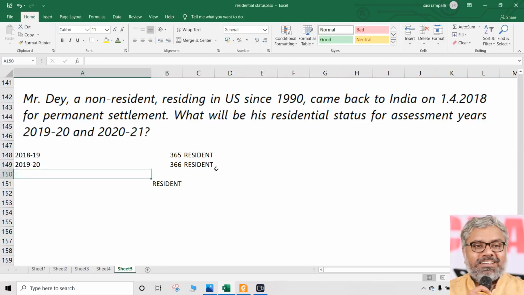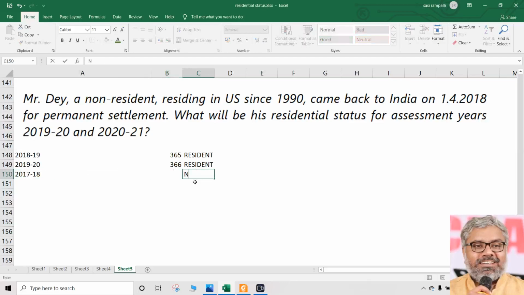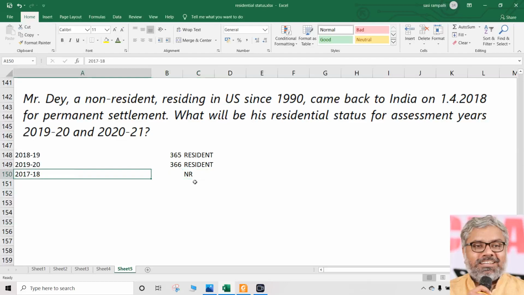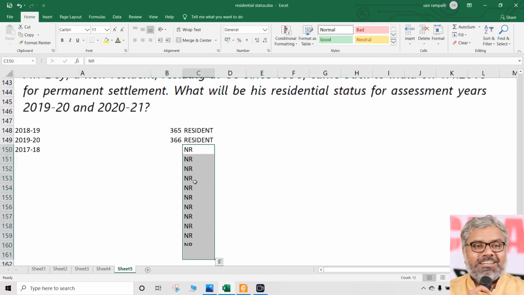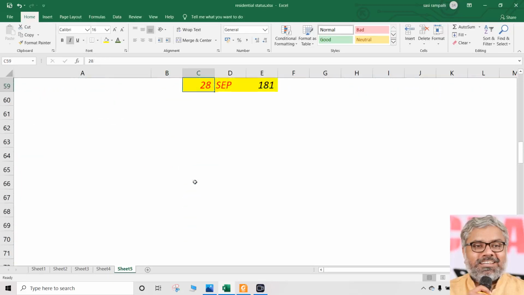Let us say, we are going backwards now, 2017-18 and backwards. Prior to that, what would have been his residential status in all those years? Definitely non-resident. Why? He was not in India at all. He was completely in US. So no 60 days, no 365 days, no 182 days. So all the years prior to 2018-19, any years, all 28 years like that he was there. All those years he would have been non-resident only.